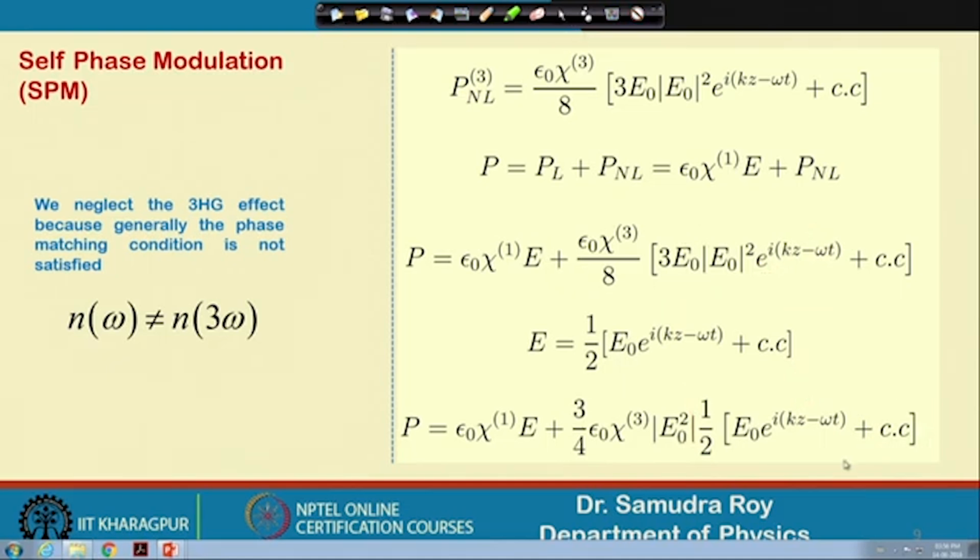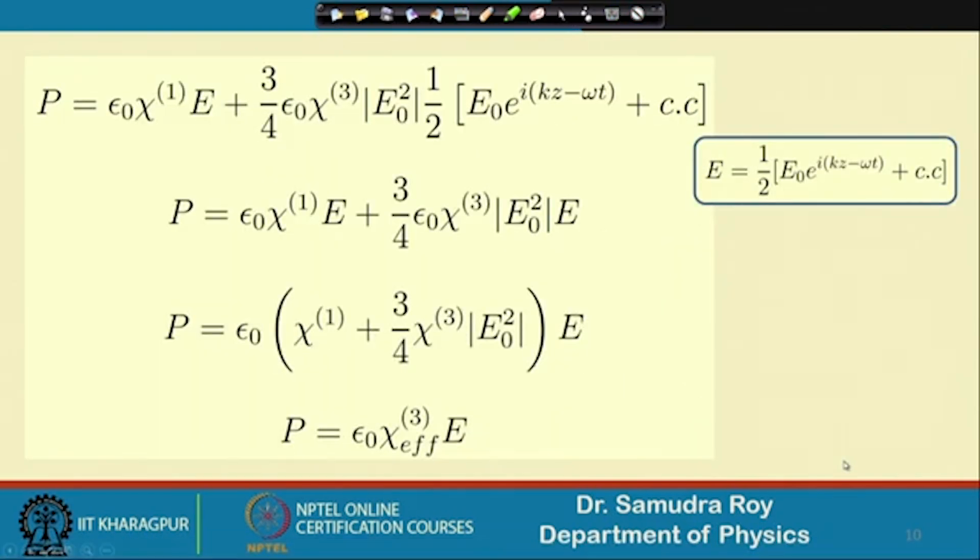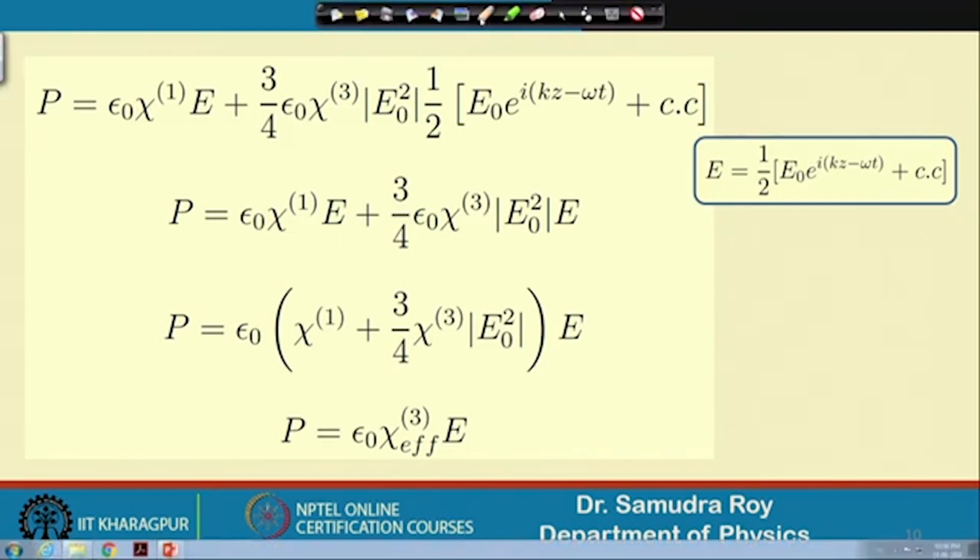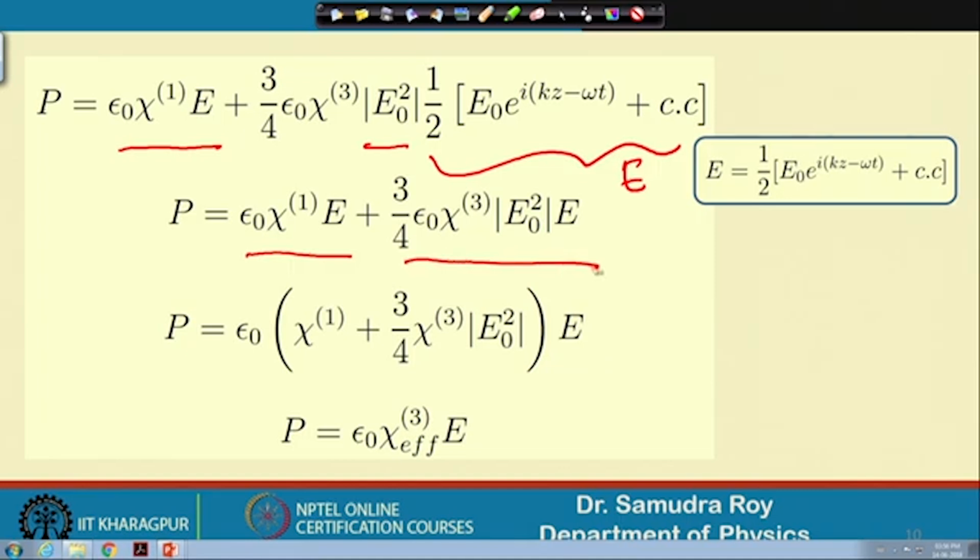When this term becomes E, then I can now write my polarization in a different way. So, polarization is now epsilon 0 chi 1 E, 3 by 4 epsilon 0 this mod of E square, half these things which we have. E is now half of E 0 e to the power i(kz minus omega t) plus c.c. So, I just replace this term with E. So, I will have epsilon 0 chi 1 and 3 by 4 mod of E 0 E.